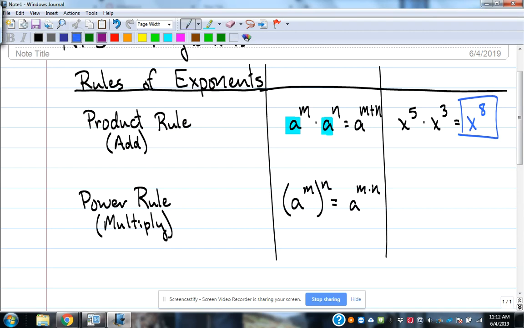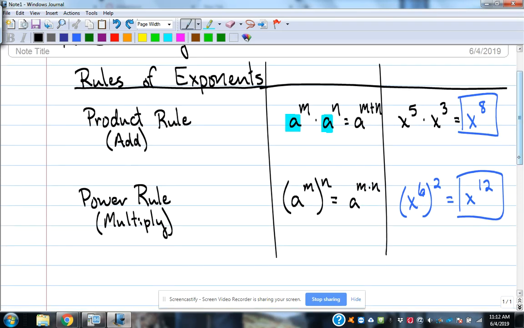An example might be x to the 6th power in parentheses with a squared on the outside. The rule is that you multiply those exponents. So x to the 6th, to the second power, is going to be x to the 6 times 2, which is x to the 12th power. You multiply those two exponents. So when you see parentheses, you're going to think, oh, I need to multiply exponents here.